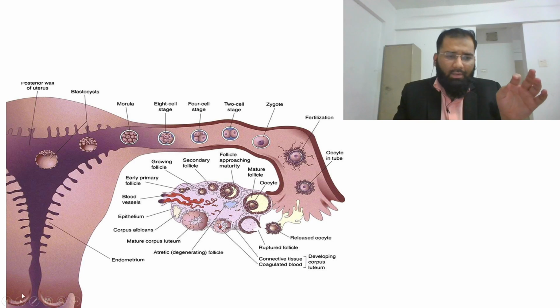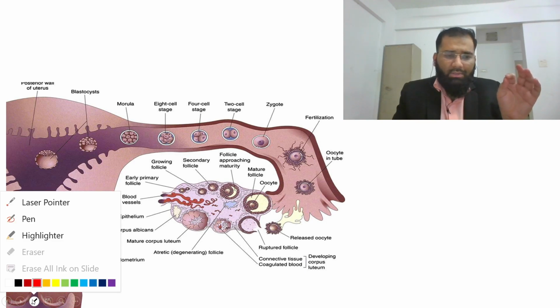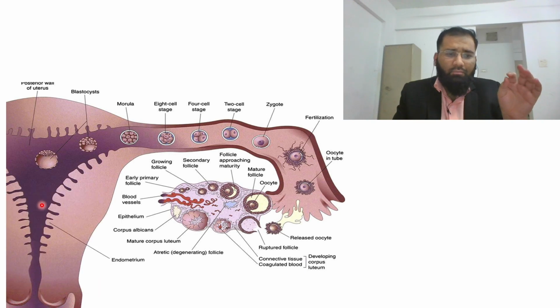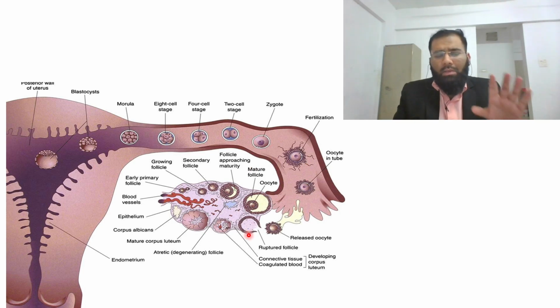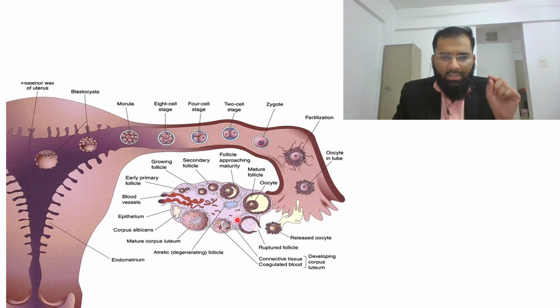Before we start, let us begin with the very basics of the topic. Here you're able to see the uterus. I'm pointing towards the fundus of the uterus. This is the fallopian tube, this is the isthmus and this is the ovary. Very basics. So the first thing which happens is the formation of the follicle.